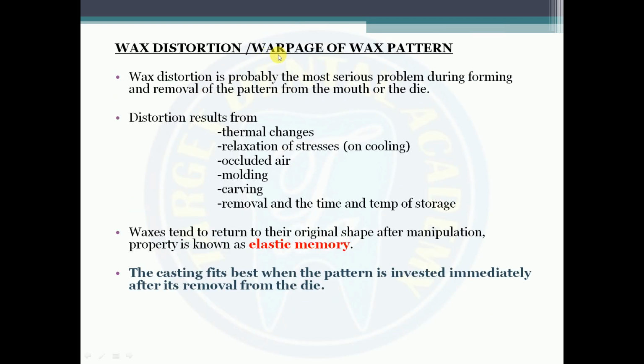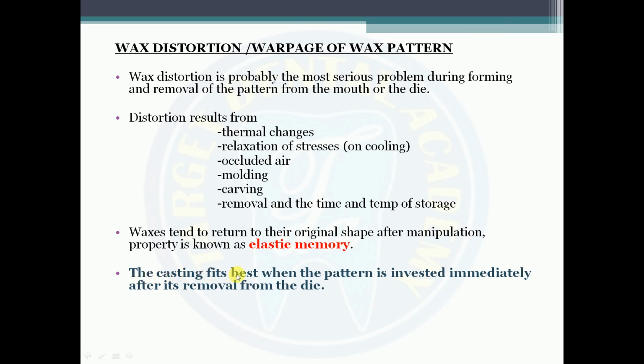So coming on to the wax distortion or the warpage of the wax pattern, which is very important. Wax distortion is probably the most serious problem during the forming and removal of the pattern from the mouth or die. Distortion results from the thermal changes, the relaxation of stresses while on cooling, occluded air, molding, carving, removal, and the time and the temperature of storage. Waxes tend to return to their original shape after manipulation. As you all know, this property is known as elastic memory.